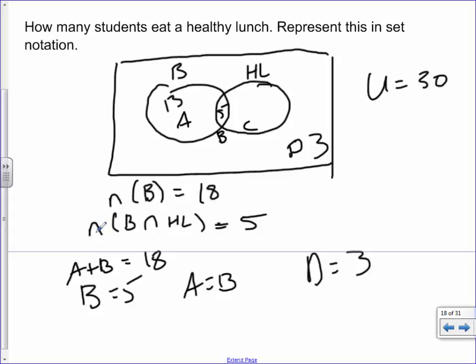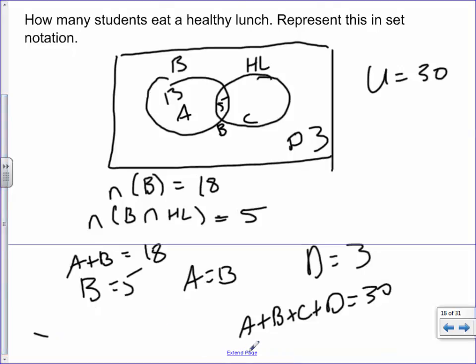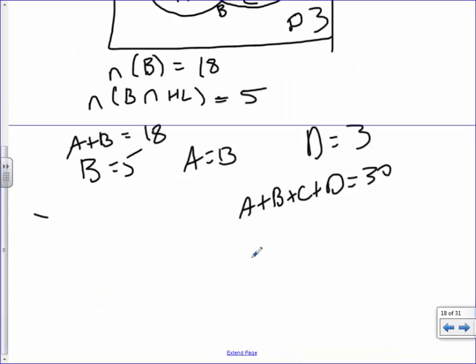So then the question is, how many eat a healthy lunch? That's actually not letter C, though, because the healthy lunch is going to have to be those who are letter C, but then we're going to have to add the extra 5 in the middle. Does that make sense? So we should know that A plus B plus C plus D is supposed to be the 30 kids in our class. And I know all these numbers. A is 13, B is 5, C we don't know, actually. D is 3.